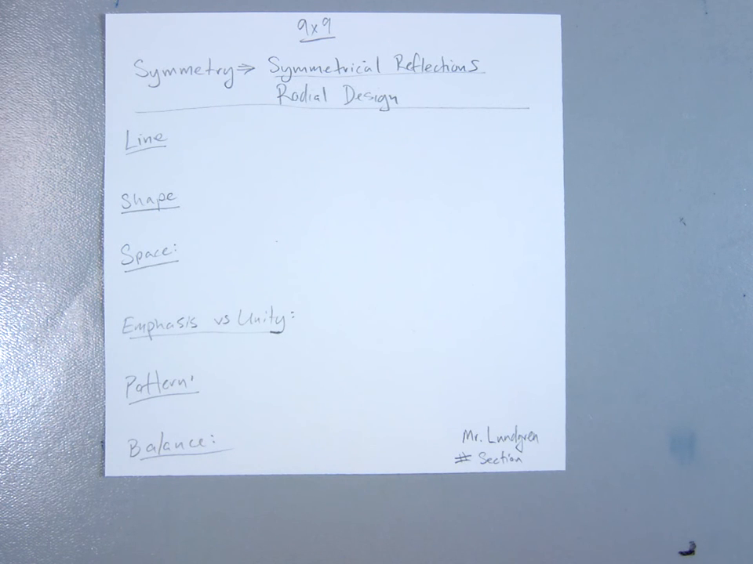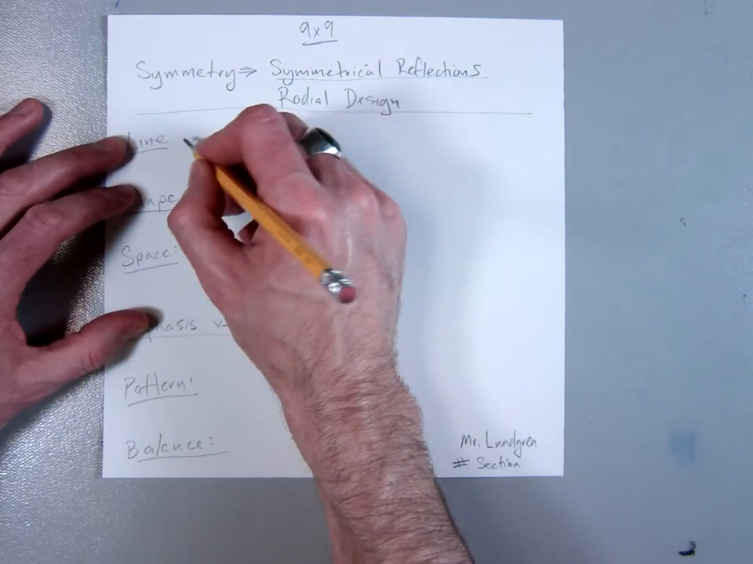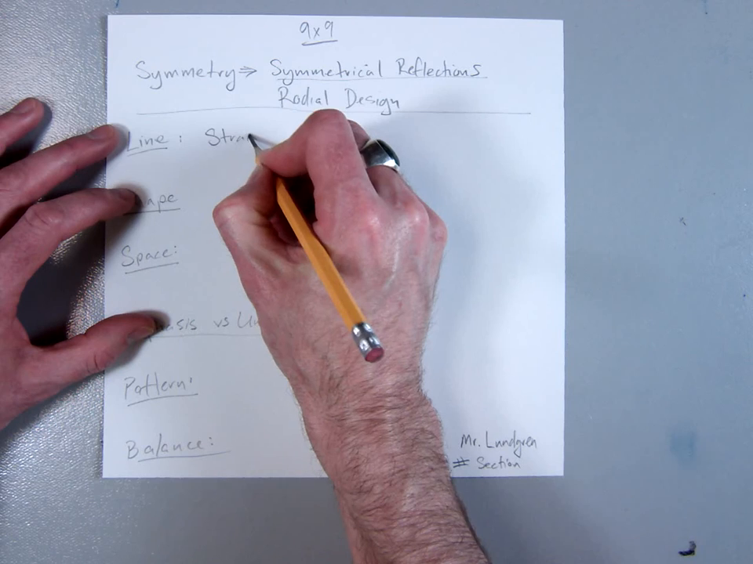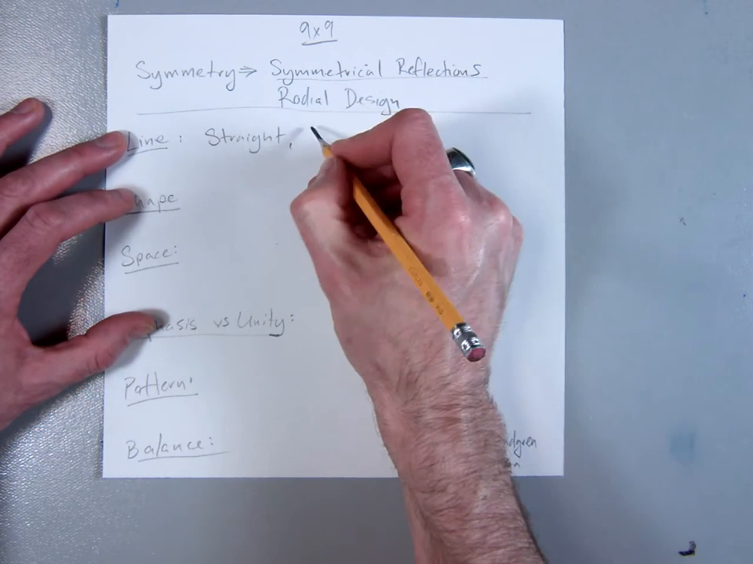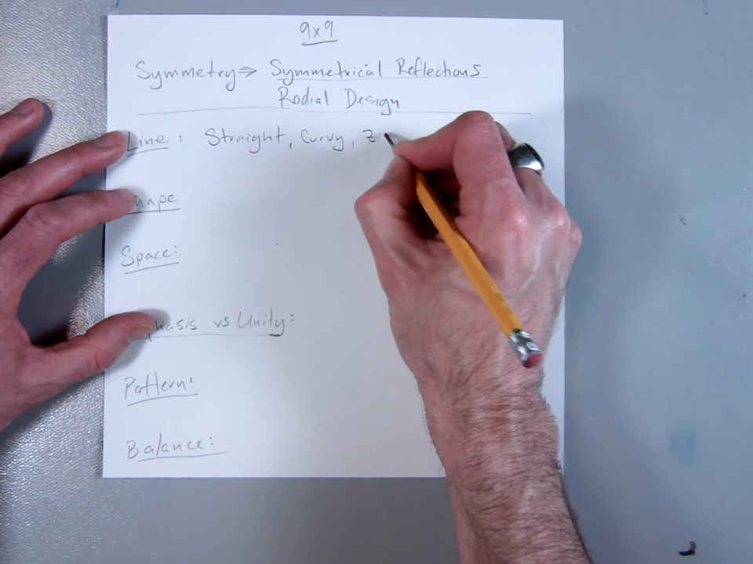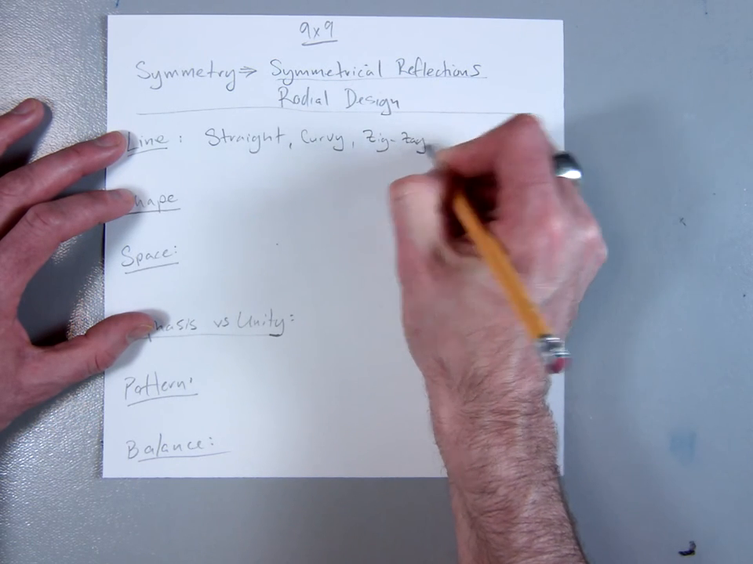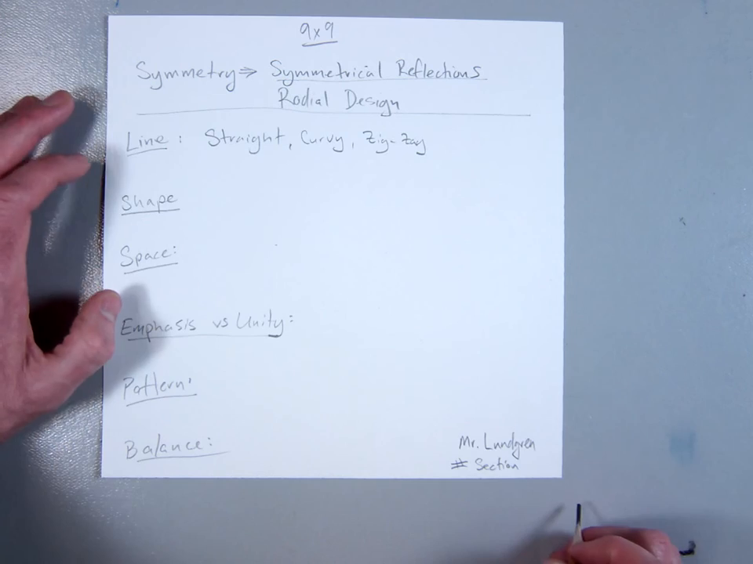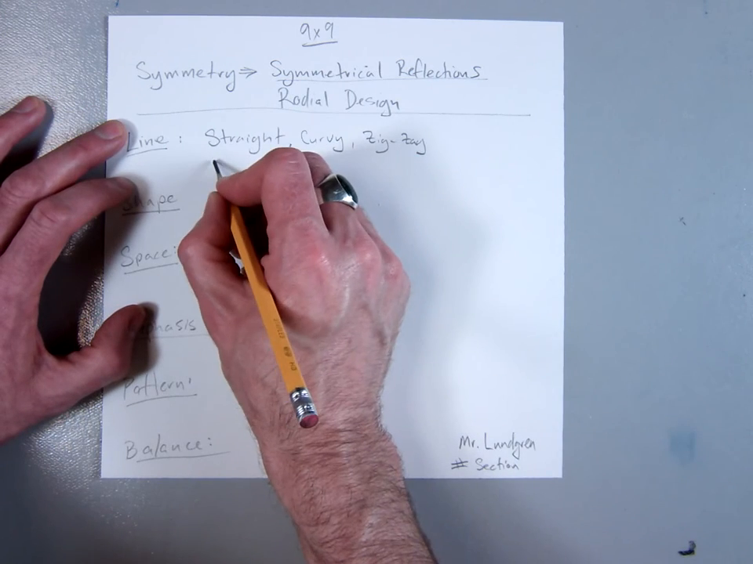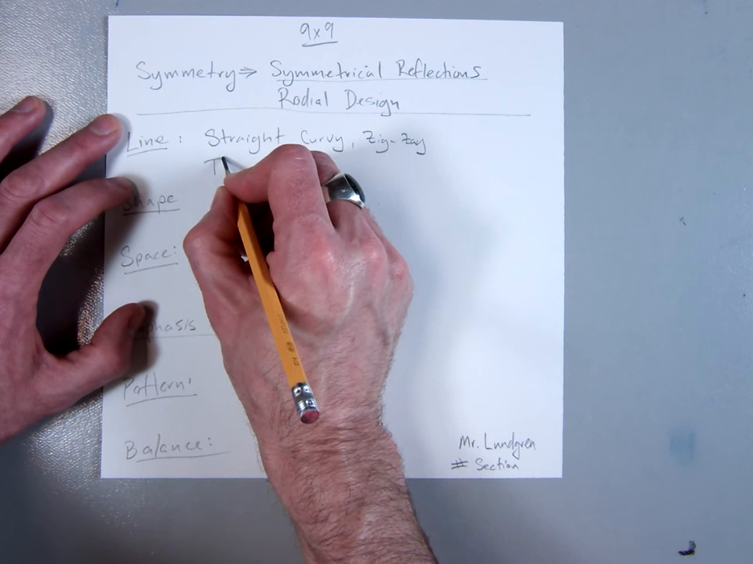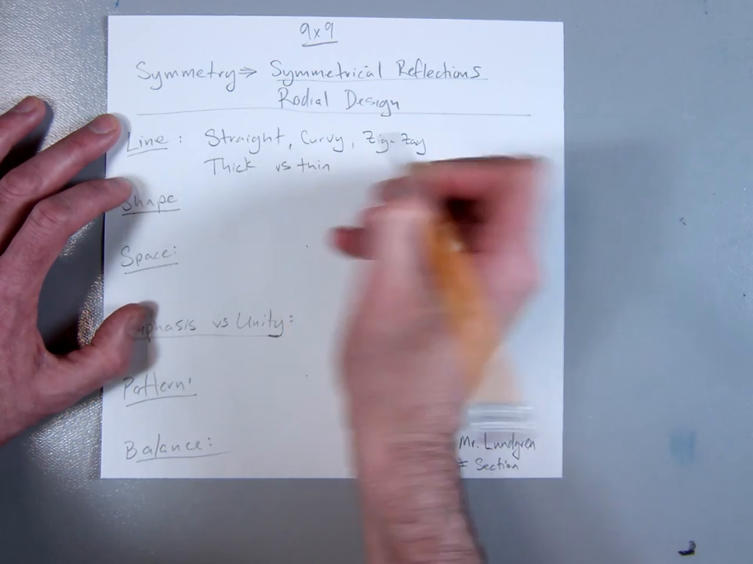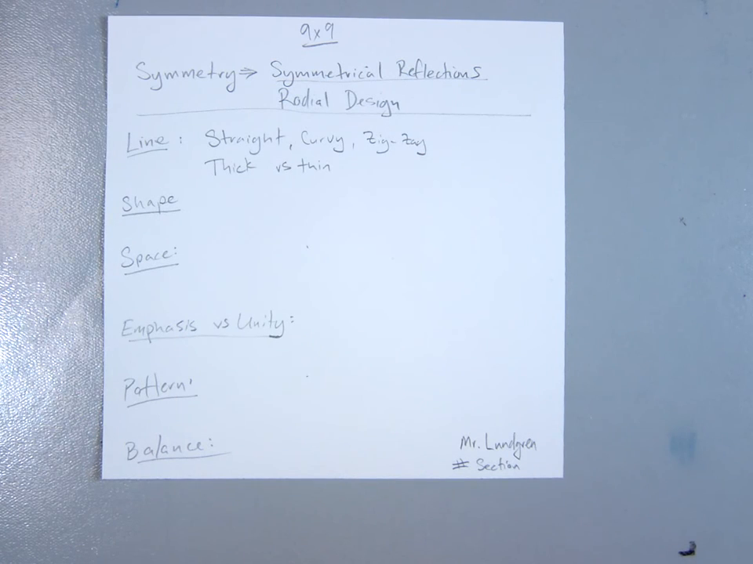Now, as we start using line, are you going to be using straight lines, curvy lines, zigzag, and how are those different kinds of qualities of line going to influence the overall design? You can also think of thick versus thin lines, and how will those change the overall design.